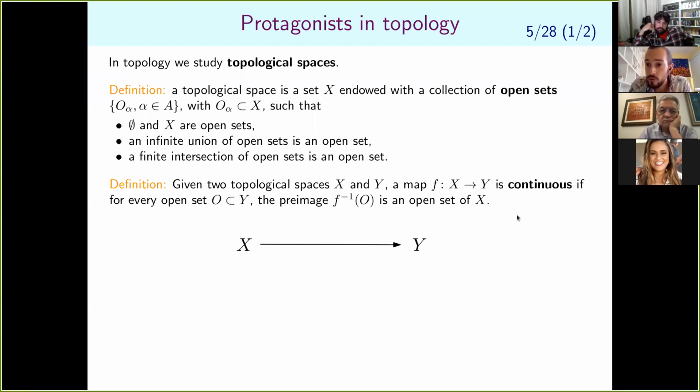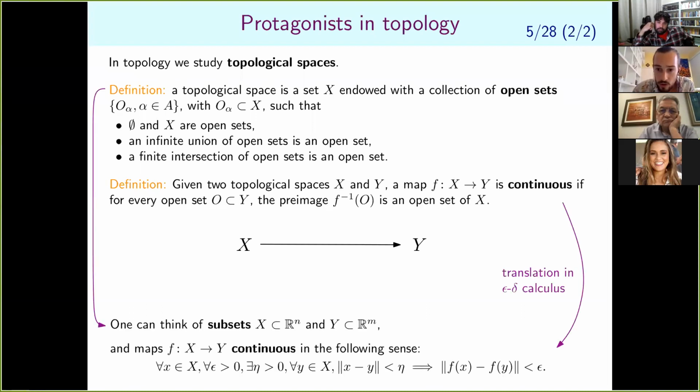And for those who never saw that, you can really think of that as what we've done in the first years of university with the epsilon delta calculus. Think about topological spaces as subsets of Rn, and think about continuous maps as maps continuous for the epsilon delta definition, right? All right, so let's keep this idea in mind.